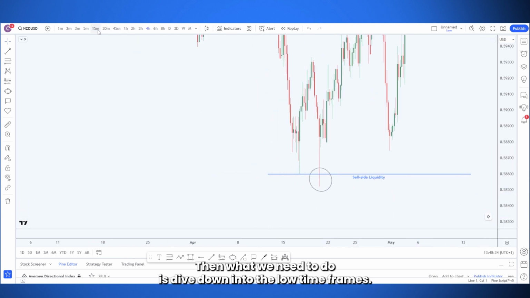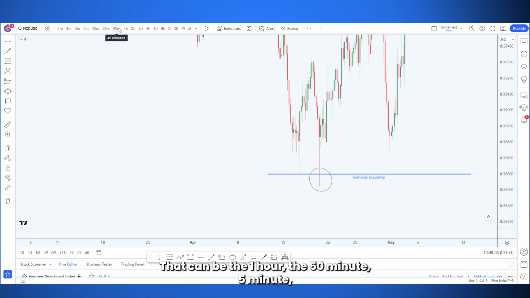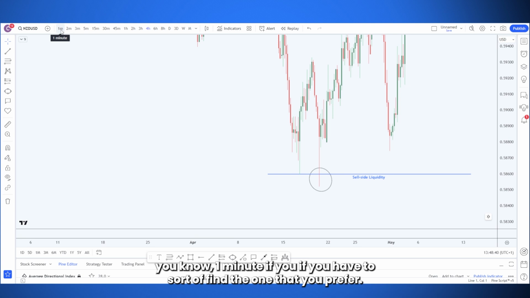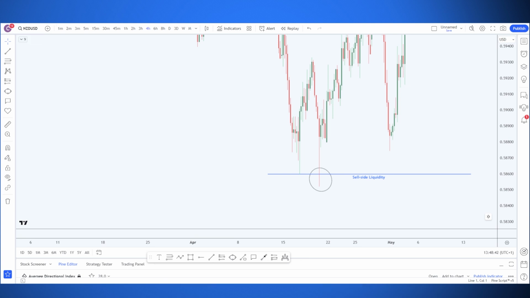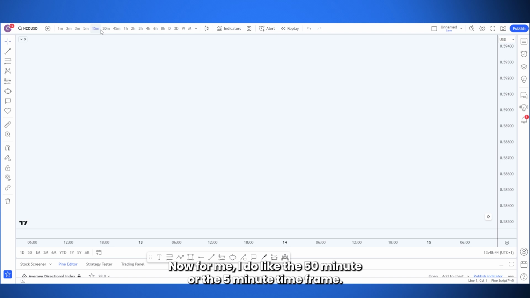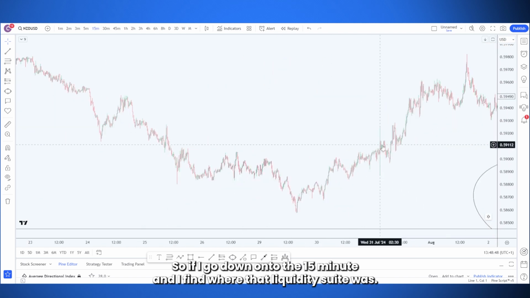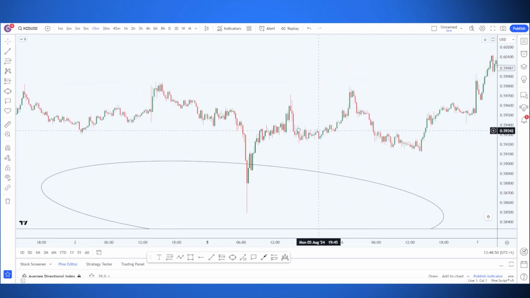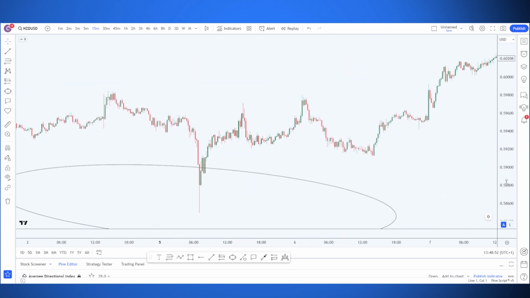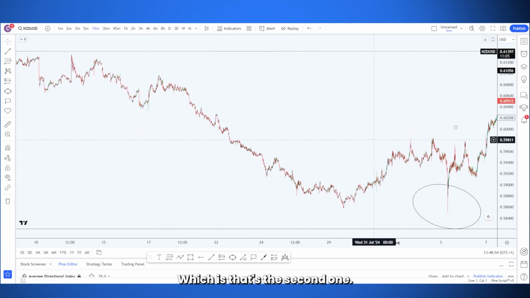Then what we need to do is dive down onto the lower time frame. So that can be the 1 hour, the 15 minute, 5 minute, 1 minute if you have to sort of find the one that you prefer. Now for me, I do like the 15 minute or the 5 minute time frame. So if I go down onto the 15 minute and I find where that liquidity sweep was, which is, that's the second one.